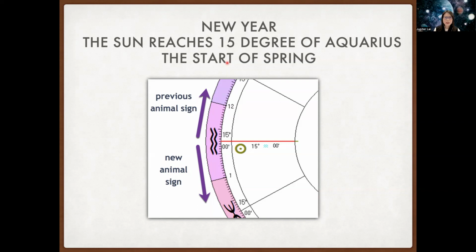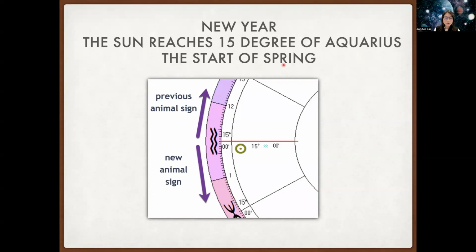So in one year, there are 24 solar terms. And according to Chinese astrology, if you want to do the astrology instead of just the Chinese New Year, then the new year begins when the sun reaches 15 degrees of Aquarius, which means it is the start of spring in the Chinese solar terms. This is the start of spring.